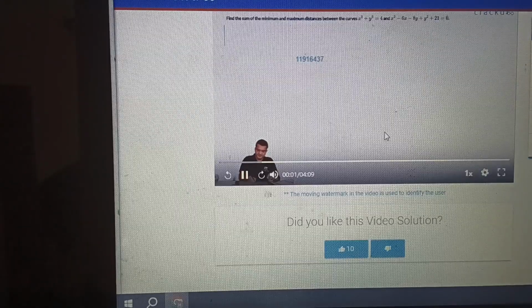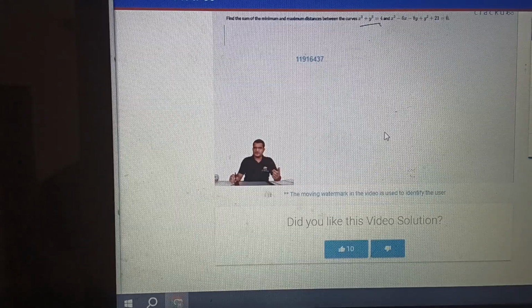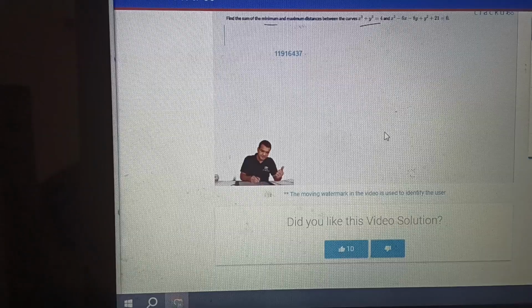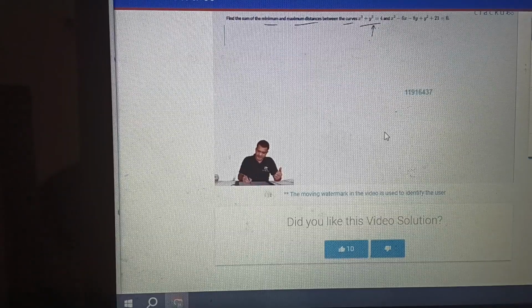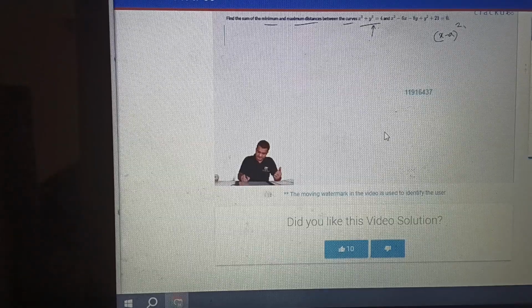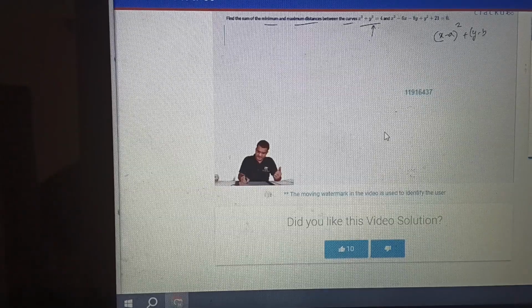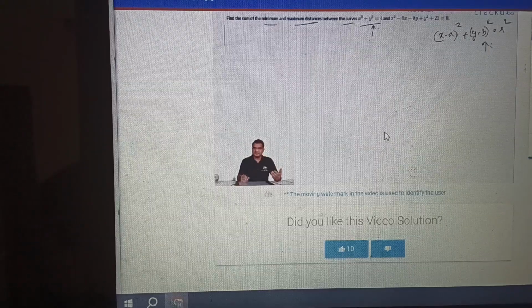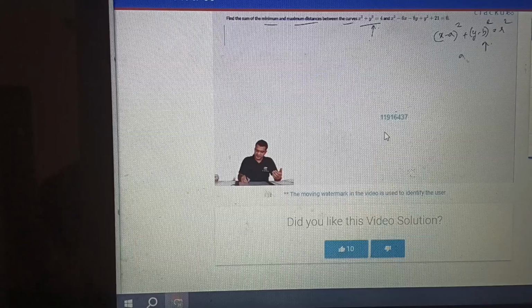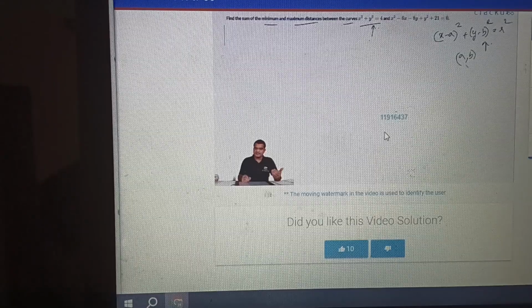So if you're looking at this question, you see that there are two curves given to you and you have to calculate the sum of the minimum as well as the maximum distance between the two curves. If you look at the curves, both of them are of the pattern x minus a whole square plus y minus b whole square is equal to r square. This is the equation of a circle and the center of this circle is the point a comma b and the radius of this circle is r.